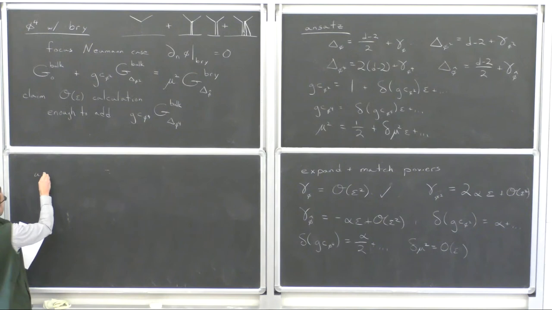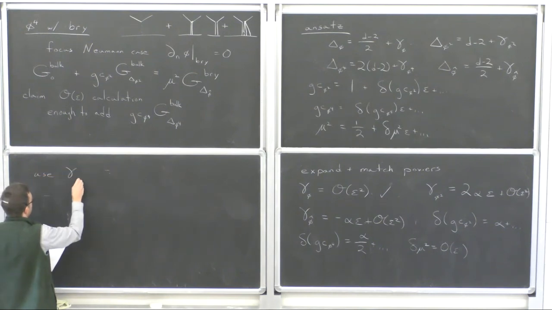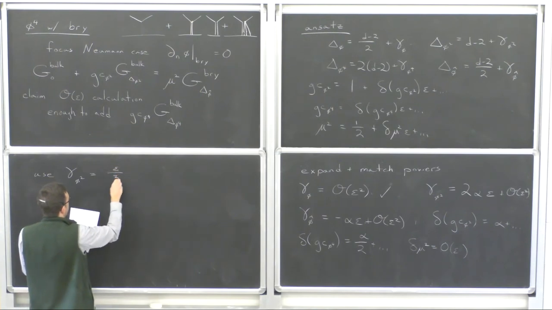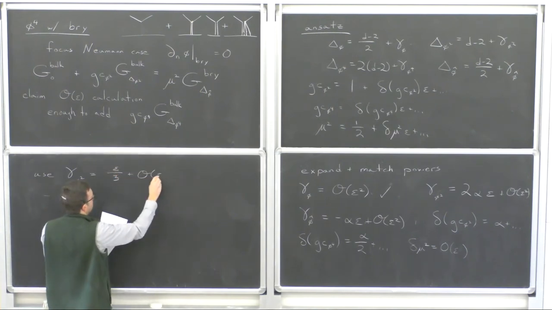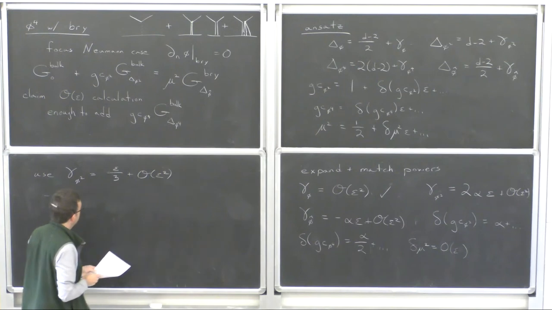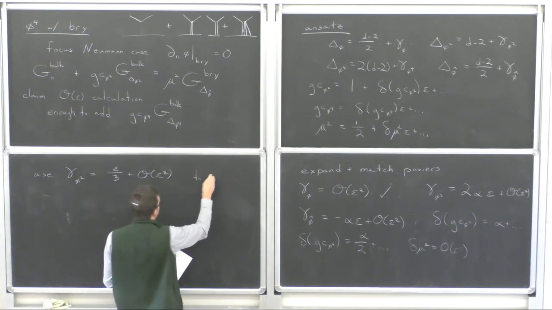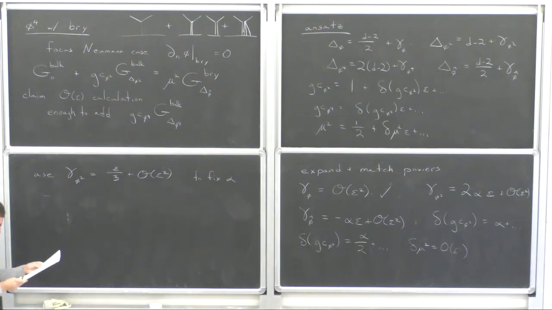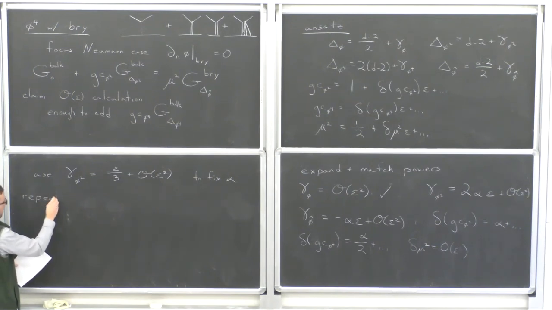We can use gamma phi squared is epsilon over 3 plus order epsilon squared to fix alpha. And then we learn all of these other anomalous dimensions. And we did all this in the Neumann case. We could repeat, I'll leave that as an exercise. Well, I guess already this was an exercise since I didn't really fill in the details.